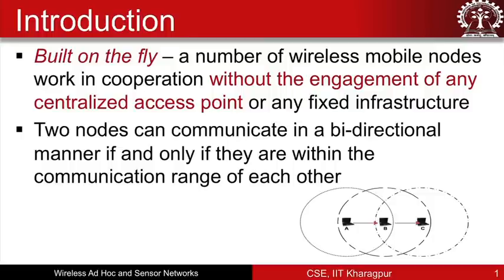So, if A and C are not within the communication range of each other and A has to communicate with C, then A has to take the help of node B in order to have the message that it wants to deliver to C delivered through it. That means B will have to cooperate with node A in order for it to deliver its packet to node C.